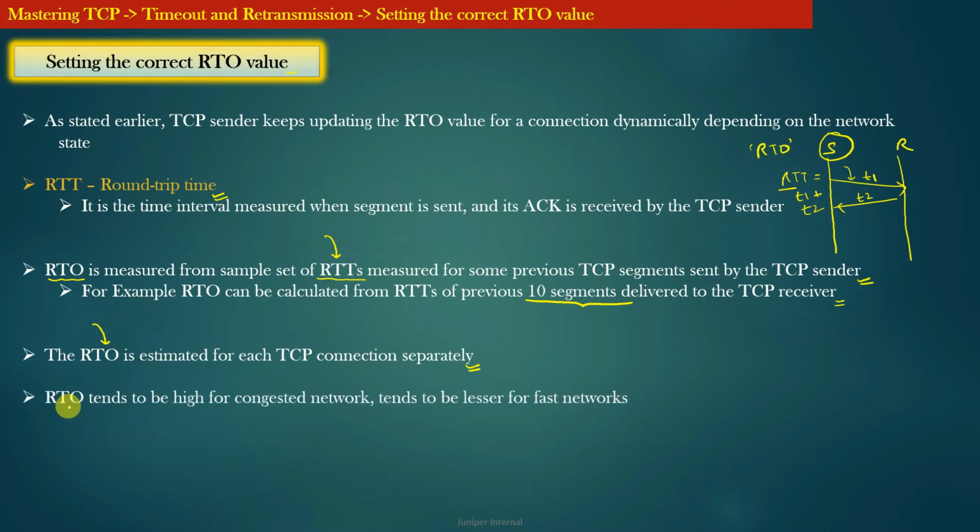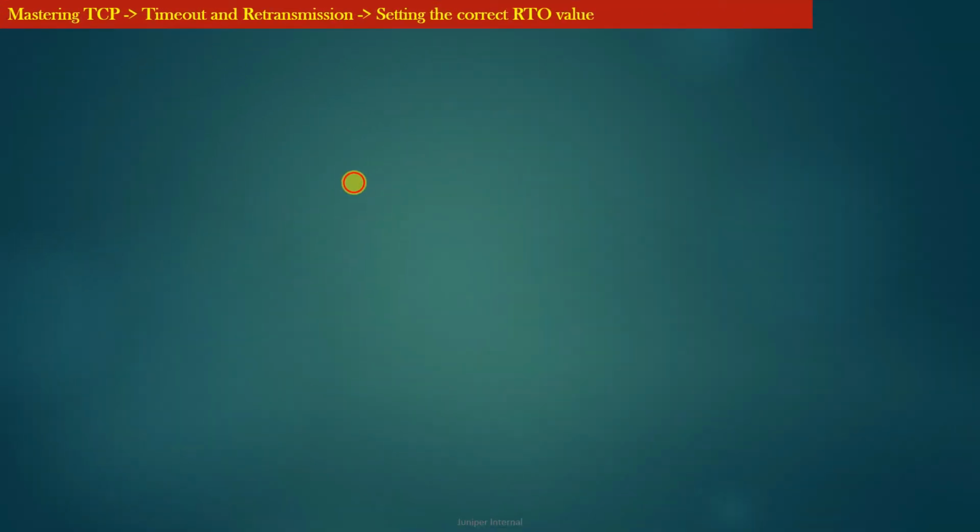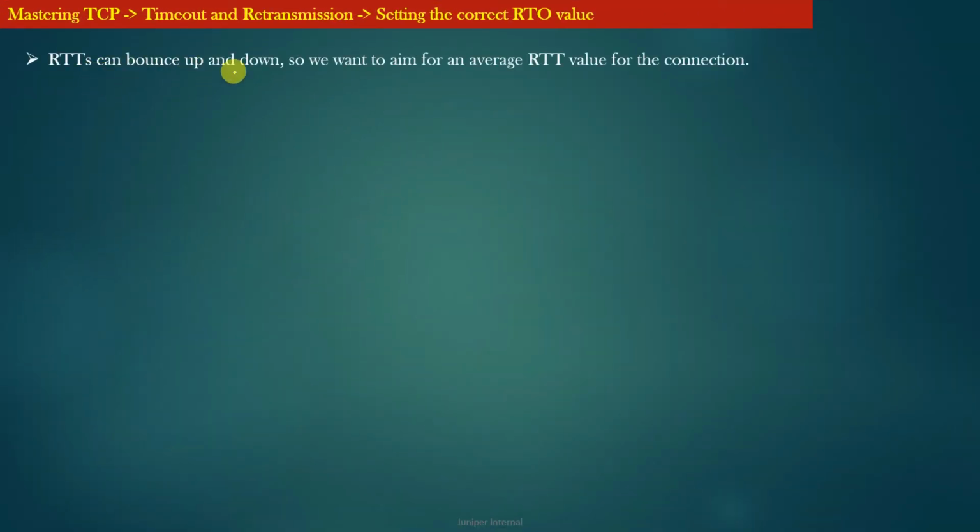So you can see that RTO tends to be high for congested networks and RTO tends to be low for fast networks, and this is quite obvious. For a congested network, the RTT values of the segments would tend to be high, and RTO is some average computed from the previous n number of sample RTTs. Therefore, RTO tends to be high for congested networks, and for the same reason, RTO tends to be low for fast networks. Going further, RTTs can bounce up and down.